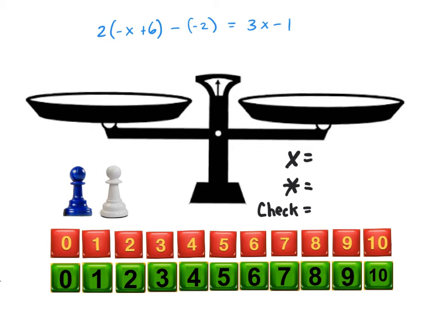All right, here's one more example, and if you want to try this on your own, this would be a good time to pause the video, use your manipulative kit, and work it out on your own, and then unpause when you're done to check your solution.